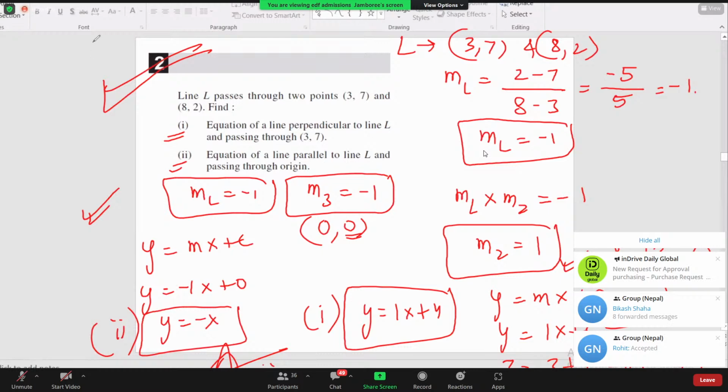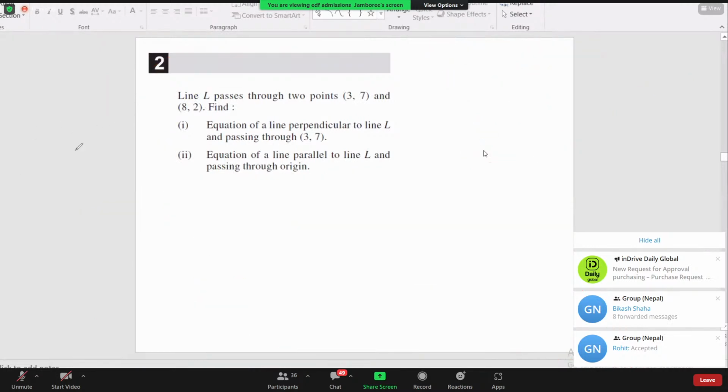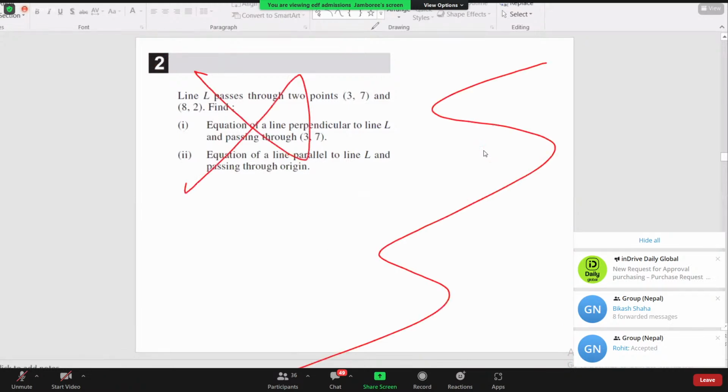Okay, Sagar. Perfect then. Moving on, guys. Now, I'm just using the empty space on the screen. It has nothing to do with the second question.